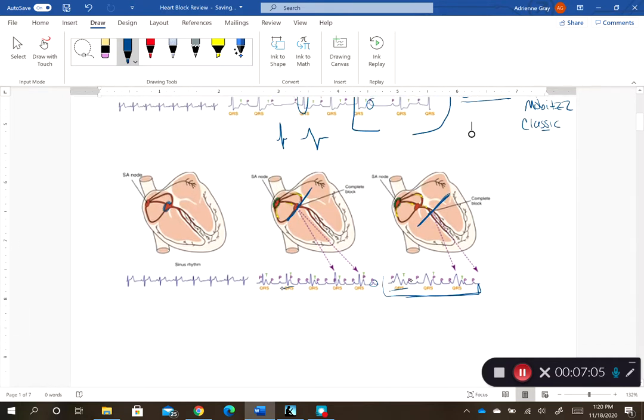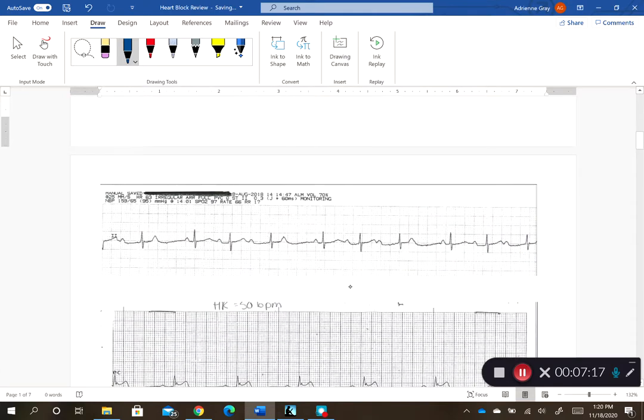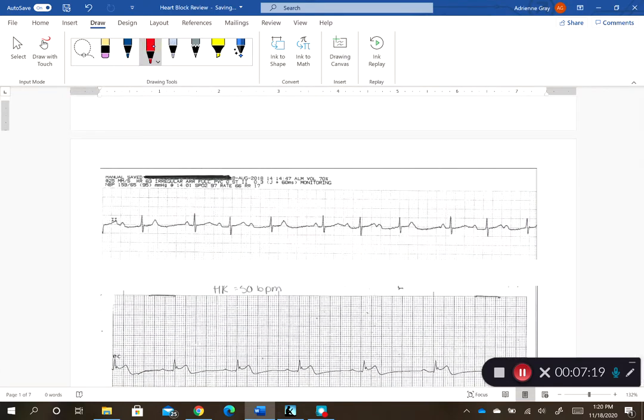But if we look here, we can see that my PR intervals are all over the place. There's no relationship between the P waves and the QRSs. So let's look at some examples. I'm going to start off by just circling all of our P waves in red.